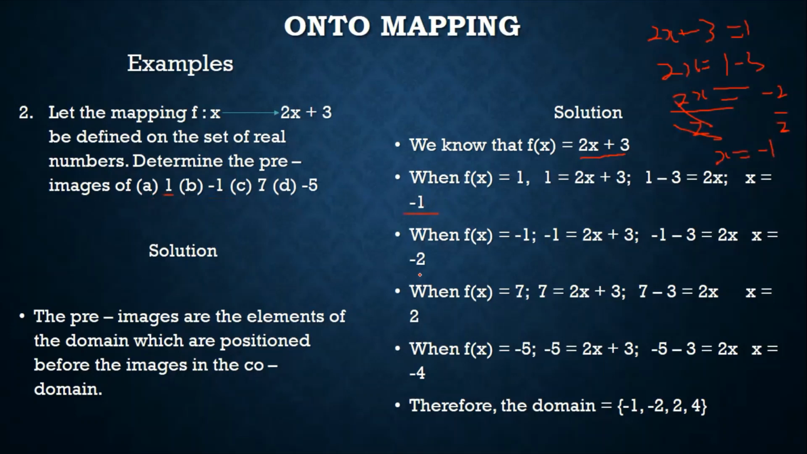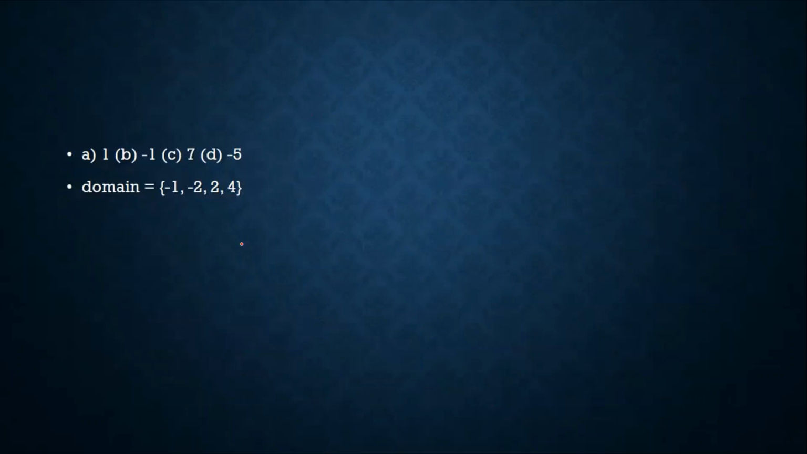When you solve the second one, that's using the pre-range of minus 1, you get minus 2, you get 2, and you get 4. So we get our domain to be minus 1, minus 2, 2, and 4. Now, having that, let's represent this diagrammatically.